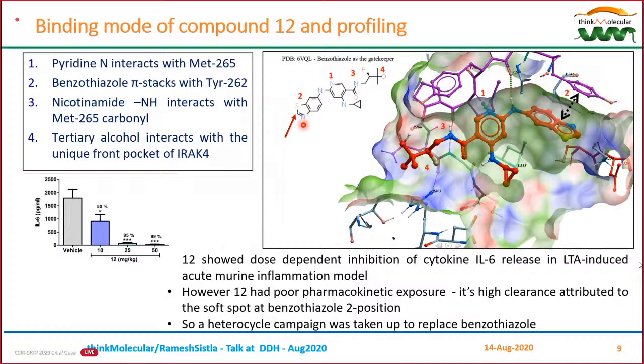The benzothiazole is a key part of this, what we call the gatekeeper fragment, because as I mentioned, this is the hinge. To the right side of the hinge, in this particular orientation, you have the tyrosine there. The tyrosine is the gatekeeper amino acid, and your benzothiazole actually had a pretty productive pi stacking interaction with tyrosine 262, the gatekeeper. This is the gatekeeper, and this is the interacting one, what we call the gatekeeper fragment.